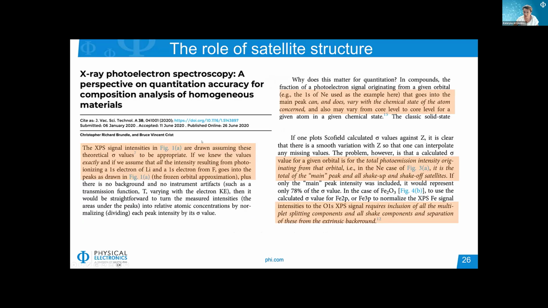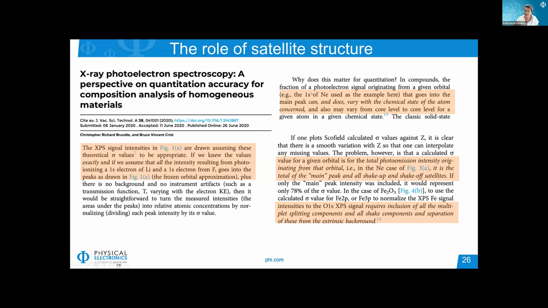There was a really important paper that discusses quantification accuracy in terms of the way that we even approach the background selection. So please refer to this paper that was published by Dick Brundle and Vince Christ in 2020, when they looked at very simple lithium fluoride, 1s electrons, and they were looking into whether the cross-section or sensitivity factors include all of the intensity that is coming from the photoionization process.